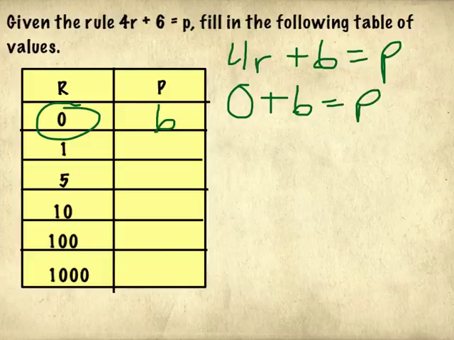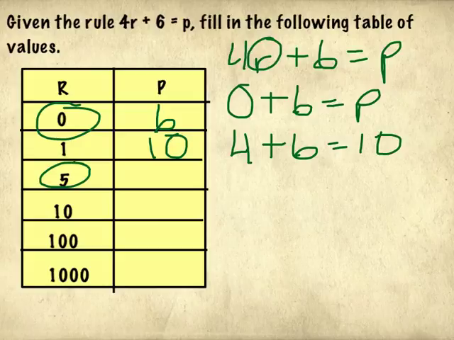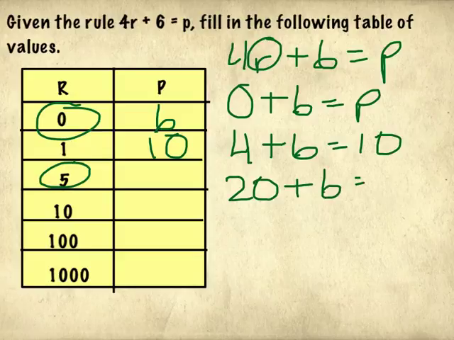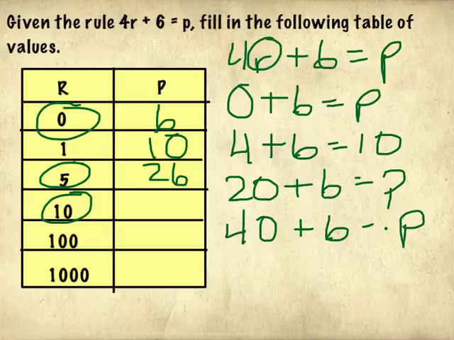Next up, I have a 1. So 4r, that's going to become a 1. 4 times 1 is 4, plus 6 equals 10. Keep going. Next up, I have a 5. So 4r means 4 times r. R is 5. So 4 times 5 is 20, plus 6 equals p. 20 plus 6 is 26. Keep going. 4 times 10 is 40. 40 plus 6 will give me p, and that is 46.